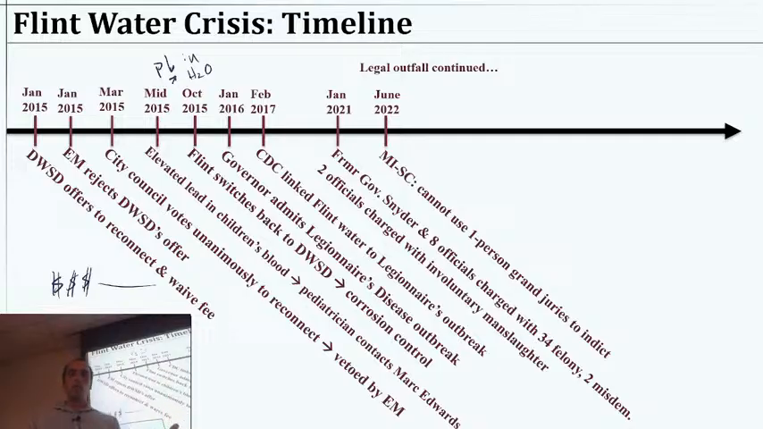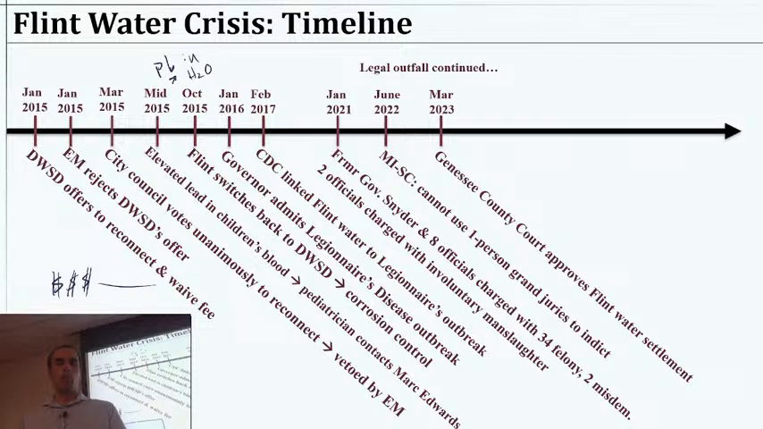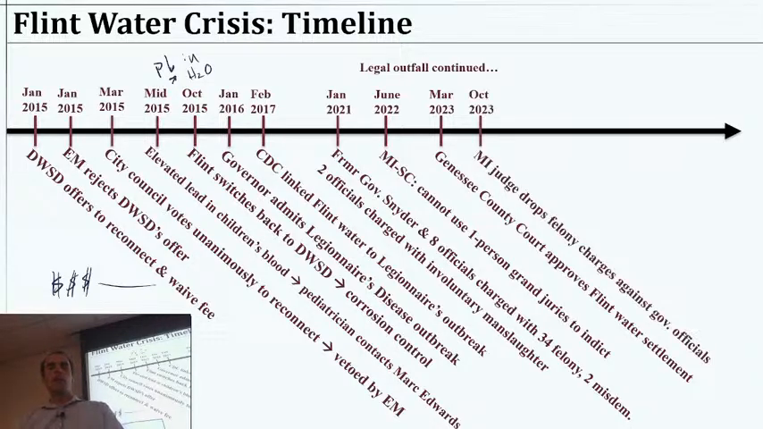In 2022, some of this was overturned because it was apparently a one-person grand jury that was making these indictments. So that was overturned, saying that's not quite kosher. So I think some of the charges were still pursued or whatnot. I'm actually not exactly sure, but some of it was perhaps overcalibrated and walked back. I don't know. 2023, the Genesee County Court approves Flint water settlement. Later that year, Michigan judge drops these felony charges, probably according to this.